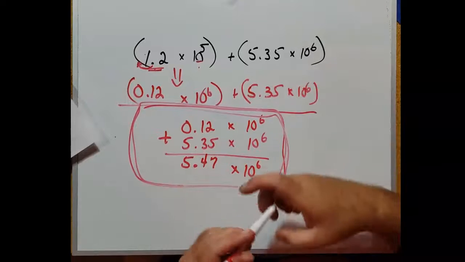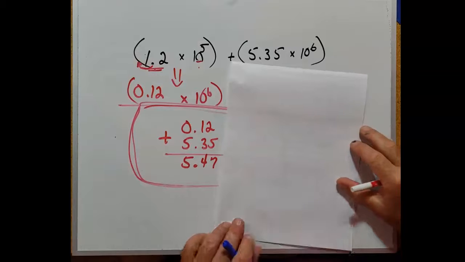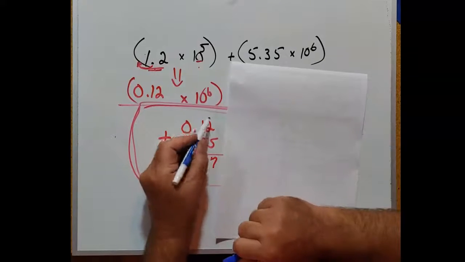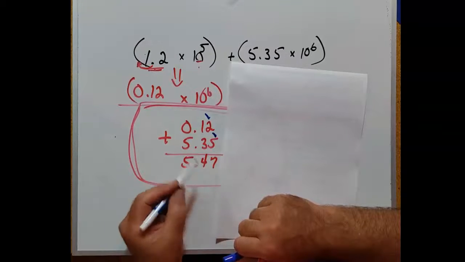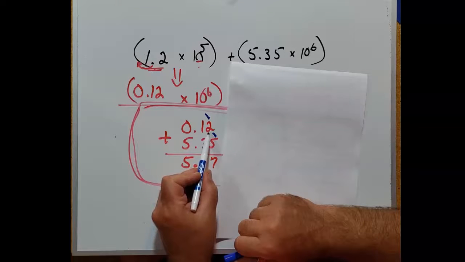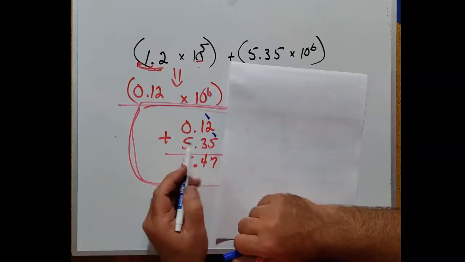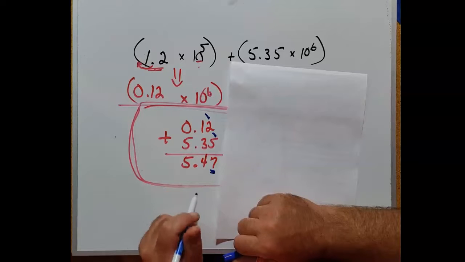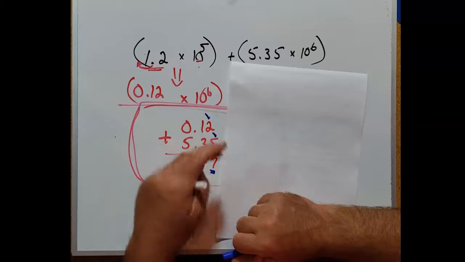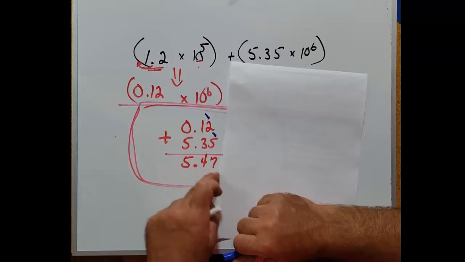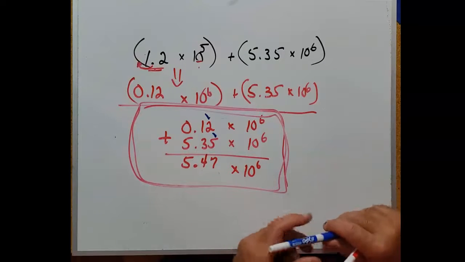Now, is it to the correct number of sig digs? Well, the rules for addition and subtraction tell me to look at the position of the last sig dig in each of the numbers I'm adding. The 2 is the last sig dig here, it's in the hundredths place. The 5 is the last sig dig here, and it's also in the hundredths place, which means for my answer I want the last sig dig also in the hundredths place, which I have here, so I don't have to do anything to this answer. It's 5.47 times 10 to the 6th.